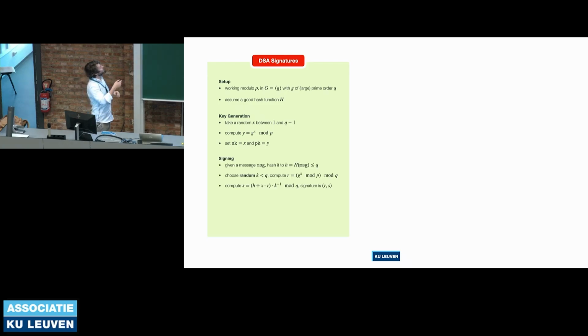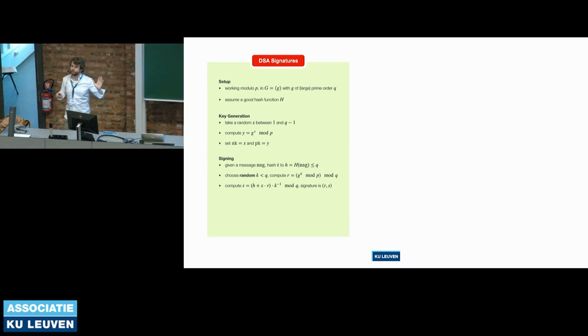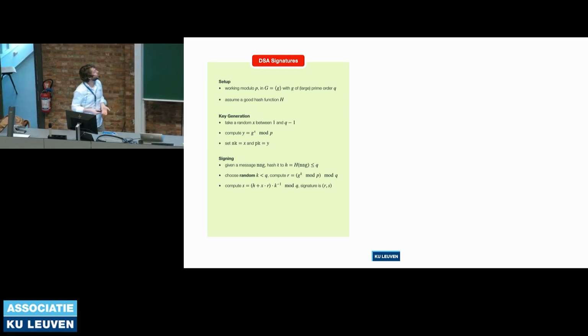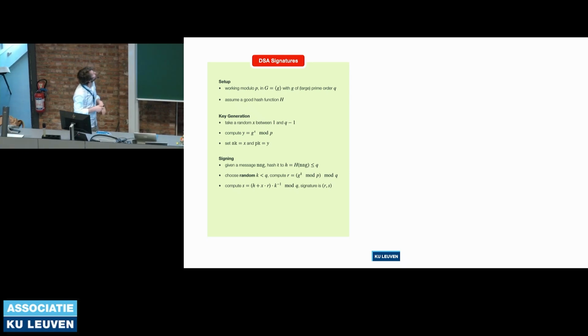Now, if you want to sign a message, first you hash it again to a number smaller than Q. Now, this is very important. You choose a random other number K, and you compute g to the power K modulo P, and then modulo Q. This setup is a bit convoluted, I know. This is a bit of a weird way to start a scheme. We will not really see intuitively why this is going to work. I'm a bit sorry for that.